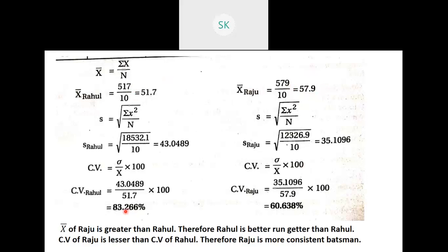Similarly, CV of Rahul is more than Raju. In X bar, you are supposed to see the highest number. In CV, you are supposed to see the lowest number. The lowest CV is for Raju. So Raju has more consistency in the matches, or he is the more consistent player in the matches. Okay, so this is the problem about the coefficient of variation.